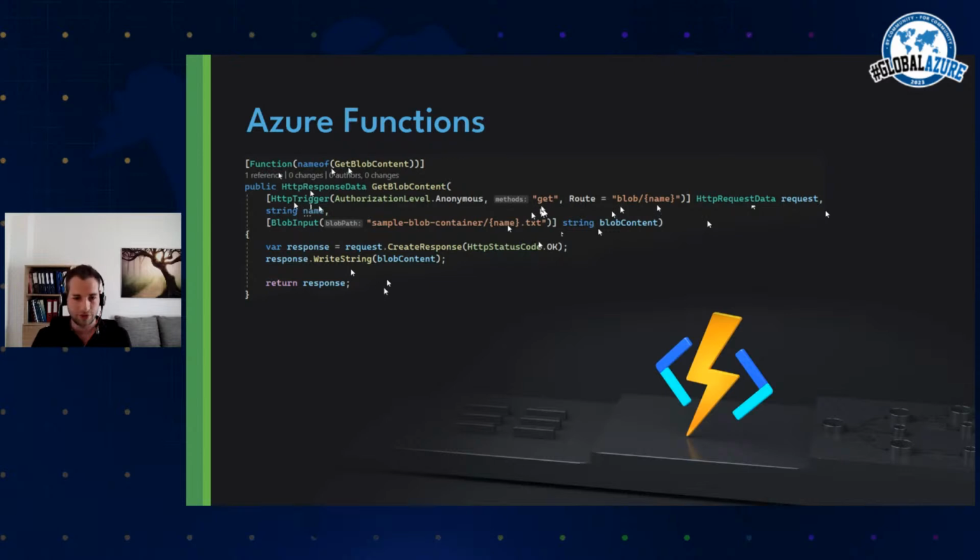In this case, we're just creating a response for the HTTP request, writing the blob content that we got injected here to the response, and returning it to the client.